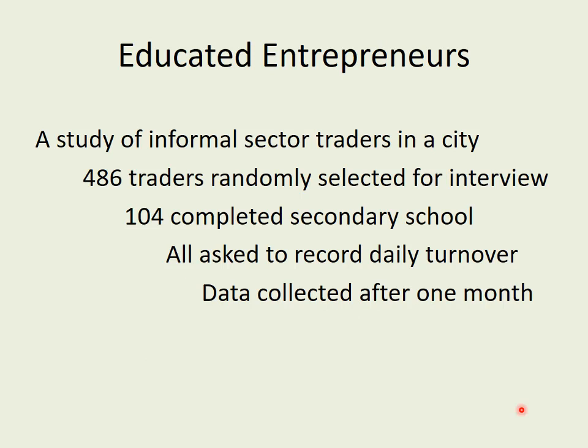Next example is about the impact of education, or the possible impact of education on entrepreneurs and business. So the study is informal sector traders in a city. Randomly select 486 traders for interview, and you find that 104 of them have completed secondary education. So we said they have secondary education, the other people don't. All of those people, all 486, are asked to record their daily turnover in their business. After 1 month, you collect the data, and this is what we found.